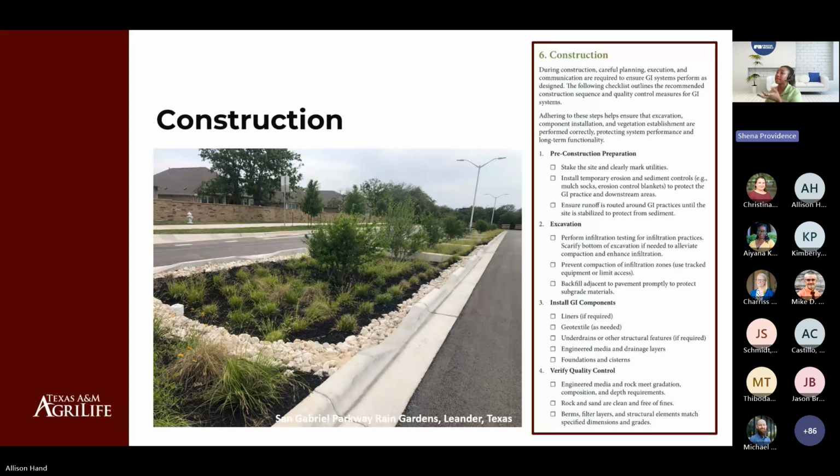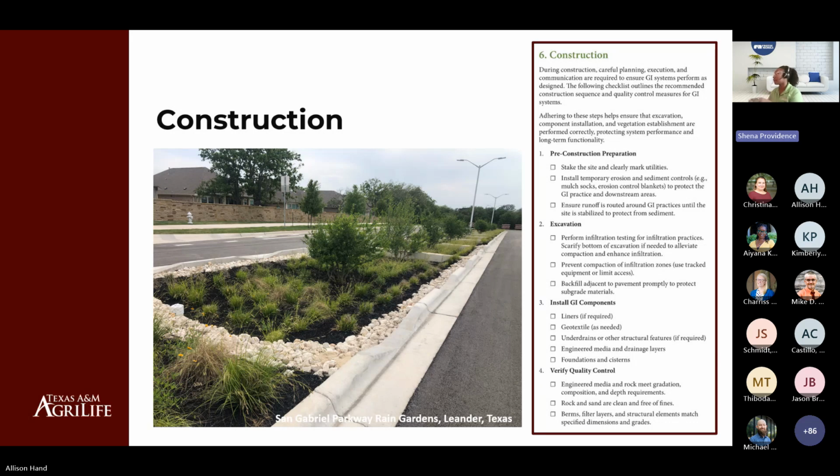And so in the example of pre-construction prep, what do some of those tasks potentially look like? That could look like installing temporary erosion and sediment controls, staking the site, and clearly marking utilities, ensuring that runoff is routed around the green infrastructure practice until the site is fully stabilized.